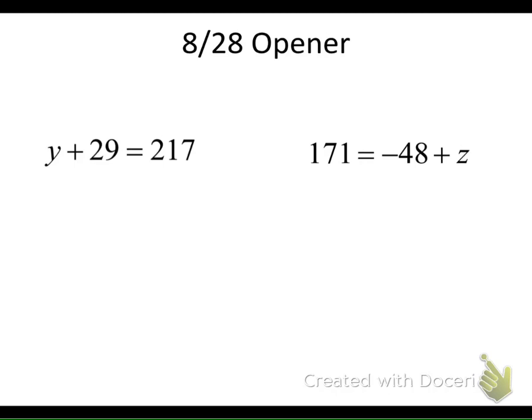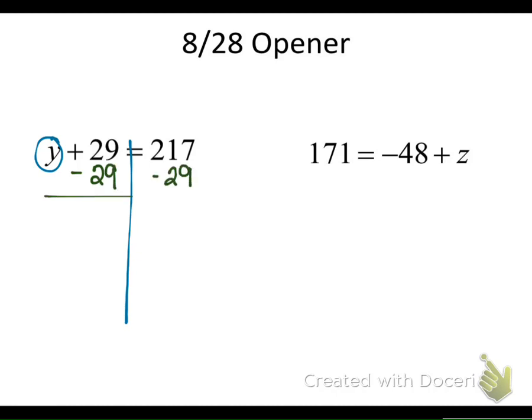All right, let's start with Deja. What do I do first? Draw your line and then circle the variable. Now what? Subtract 29 on both sides. Good. Keep going. Bring your W down. Put the equal sign. And I got 246.